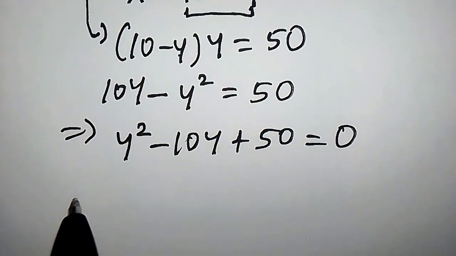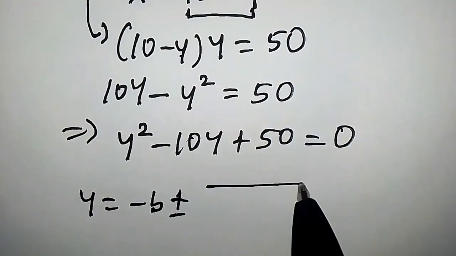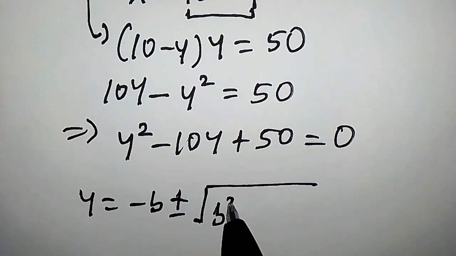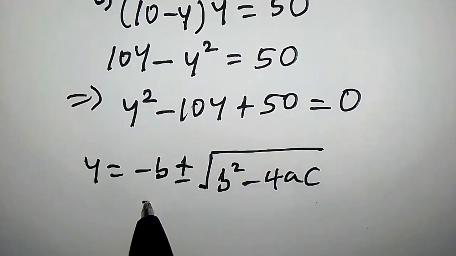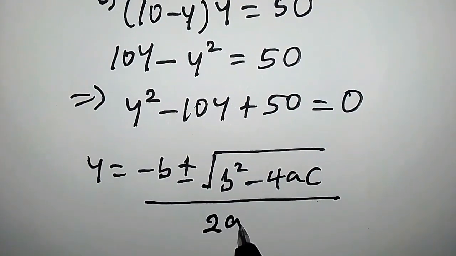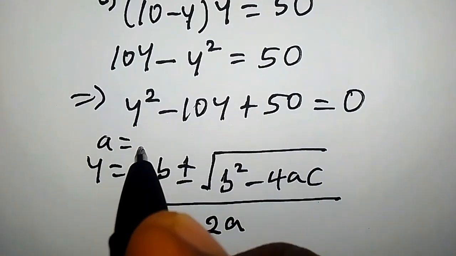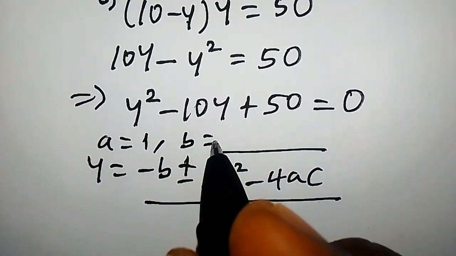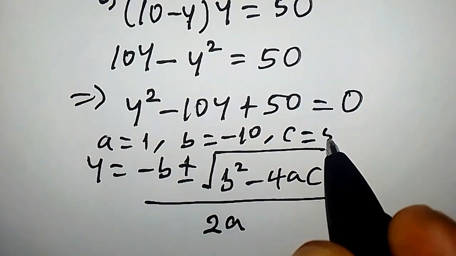And the quadratic formula says y is equal to minus b plus or minus the square root of b squared minus 4ac, divided by 2a. From this equation, our a happens to be equal to 1, b is equal to negative 10, and c is equal to 50.